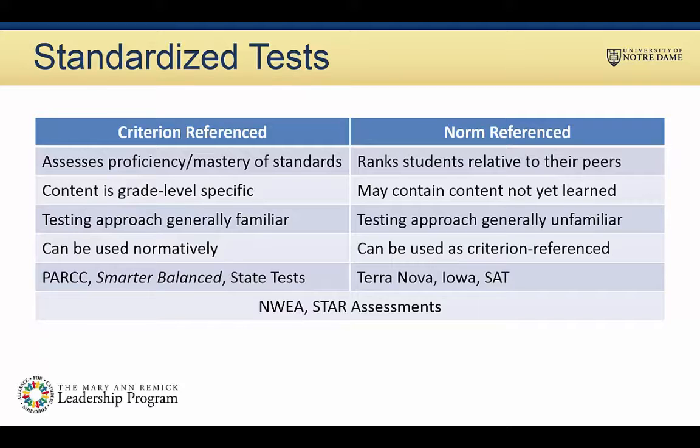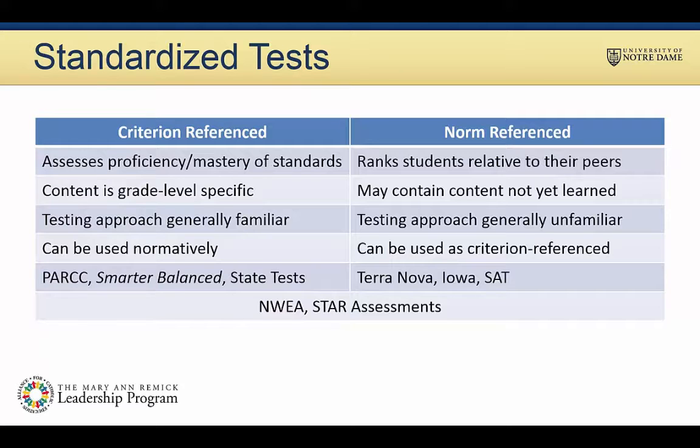The Terra Nova, the Iowa assessments, the SAT, the PSAT are norm reference tests. They're primarily for ranking students relative to their peers. They contain tests or questions that are perhaps not yet learned. The testing approach is sometimes unfamiliar, in particular in the kinds of questions that are asked and that sort of thing. For those reasons, they may not be as relevant for data-driven instruction as criterion reference tests, which assess proficiency and mastery of standards.